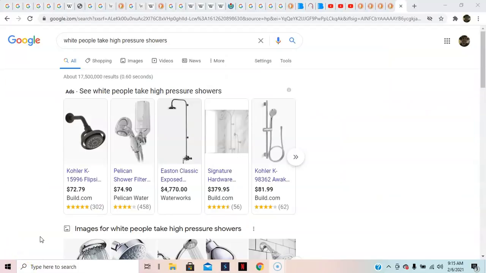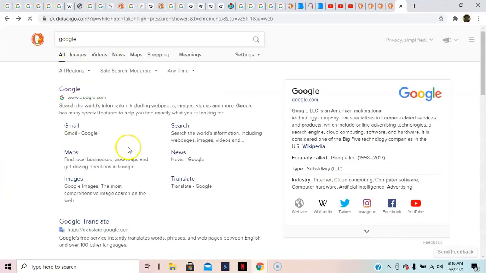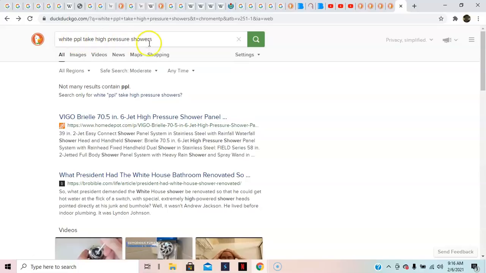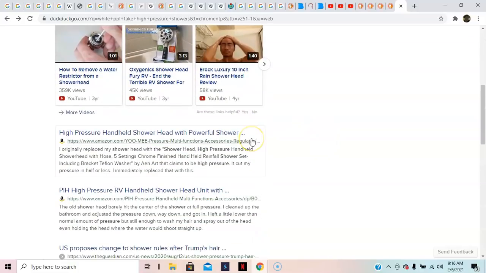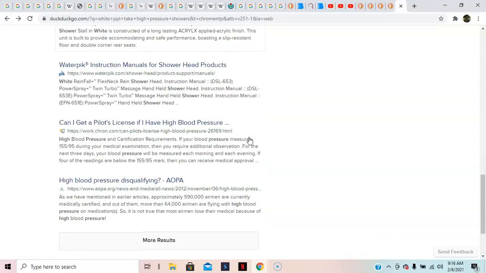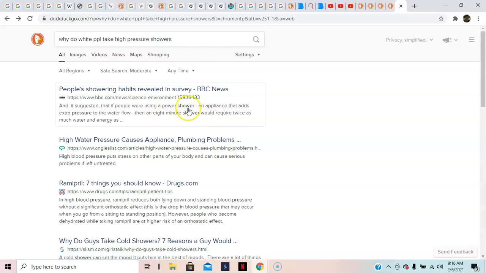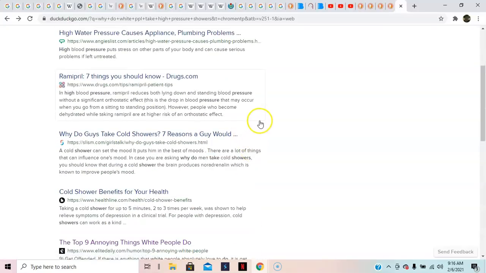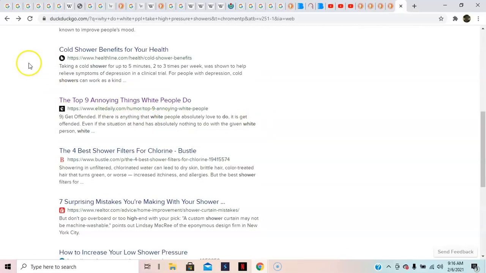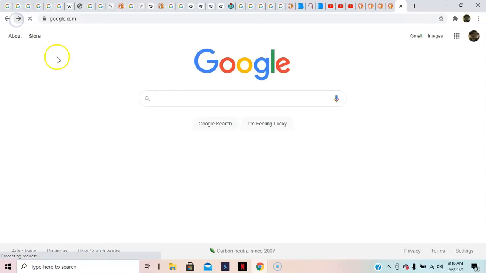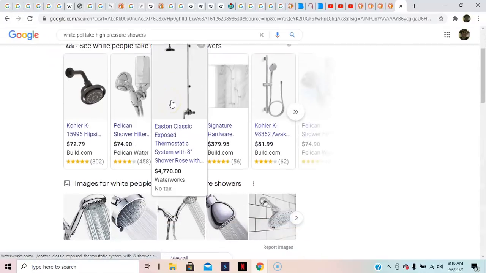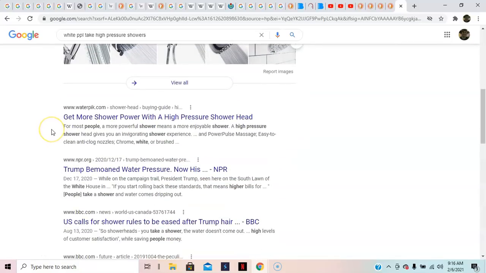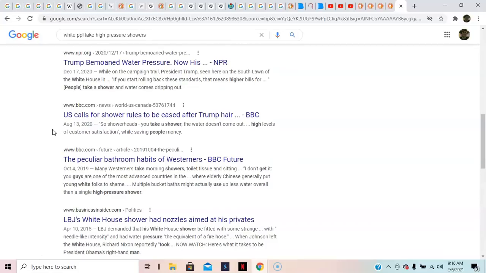Actually looked on both. Took a peek over on DuckDuckGo. Here, let's go back. So on DuckDuck, white people take high pressure showers. It's not really looking for what I'm looking for. You go back in, nine annoying things. It's not in there. I can imagine what the answer to this is. Just gonna let it go.